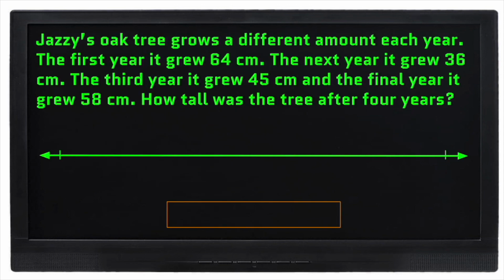All right, here's your question to try out on your own. Jazzy's oak tree grows a different amount each year. The first year, it grew 64 centimeters. The next year, it grew 36 centimeters. The third year, it grew 45 centimeters. And the final year, it grew 58 centimeters. How tall was the tree after 4 years?